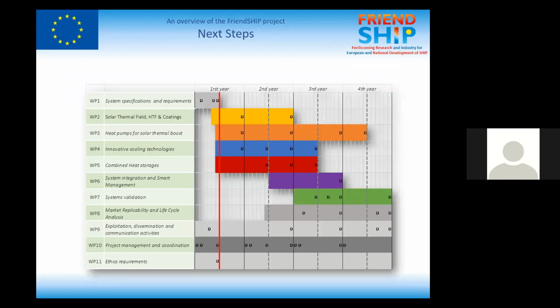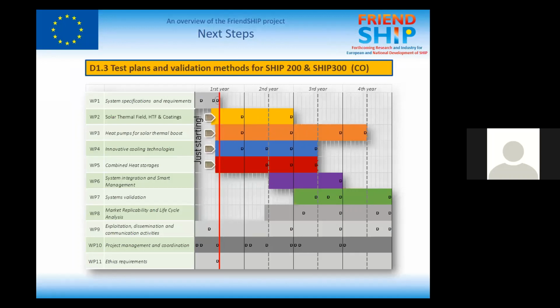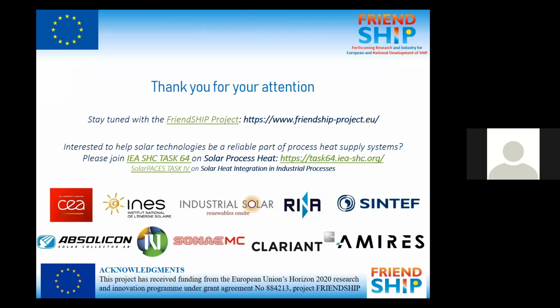Next steps. We are at month 6. We're almost finished with work package 1, and we're starting work packages 2 to 5, which are dedicated to the development of the components: solar fields, heat pumps, innovative cooling technology, and combined heat storage. And you can see that the demo will start to be erected in 2022, for 1 year of test on site since 2024.